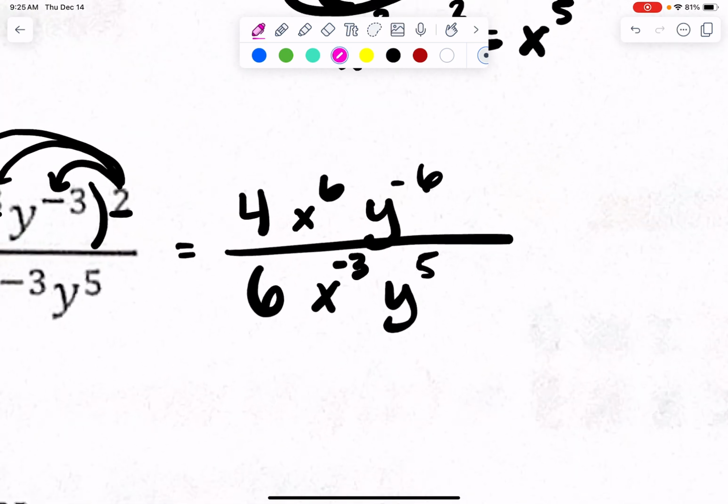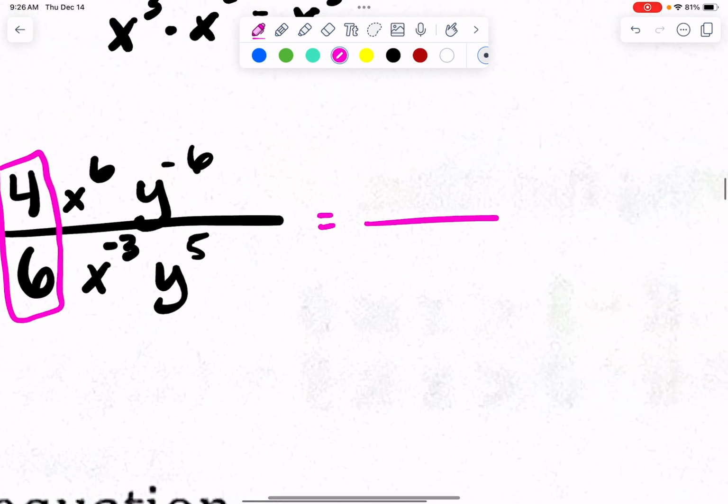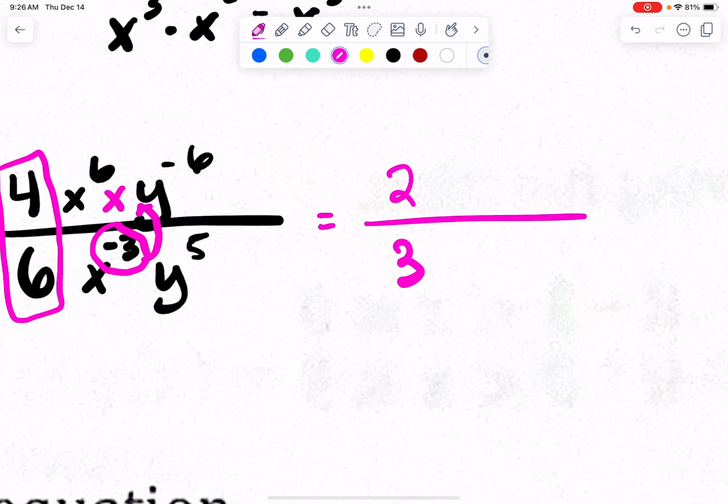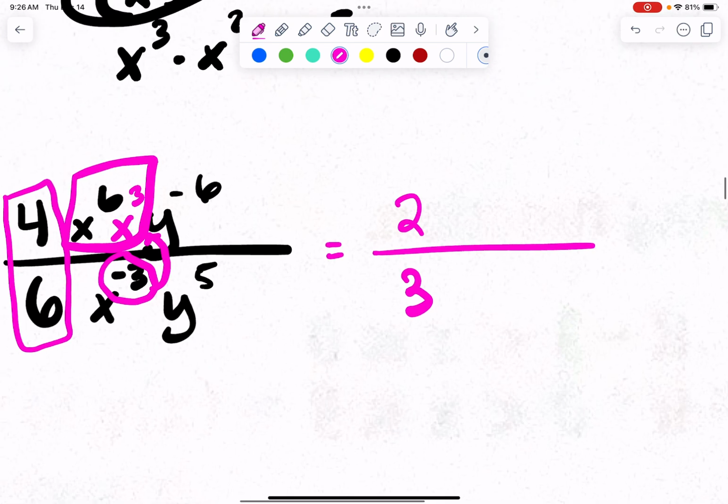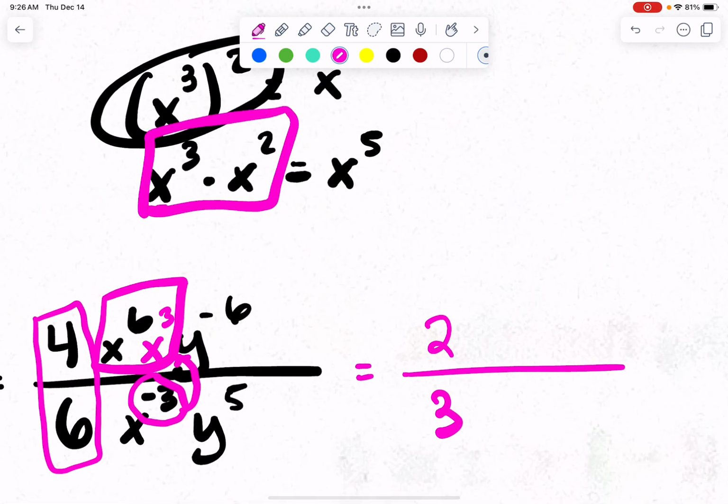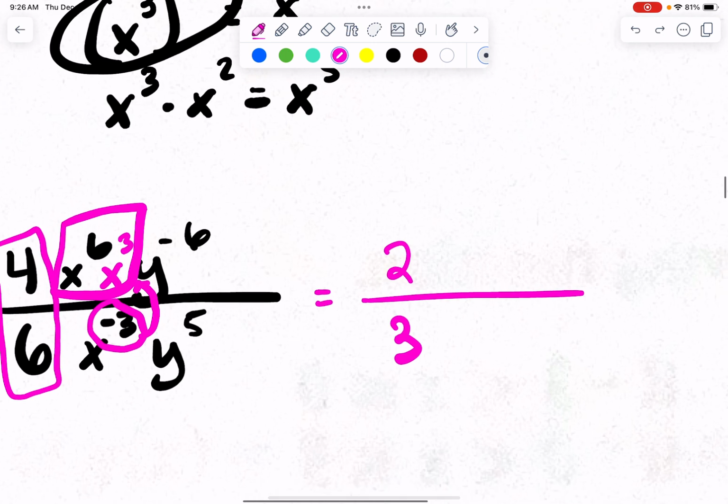All right, now I've got to put stuff together. I'm going to worry about the numbers first. 6 and 4, both of those will divide by 2, so 2 and 3. Then I want to fix any negative exponents. So this x to the negative third is going to come to the top, and it becomes x to the positive third. Then I can combine these two, and those are like the previous problem, where they're right next to each other, and that means I add them. So that's x to the 9th power there.